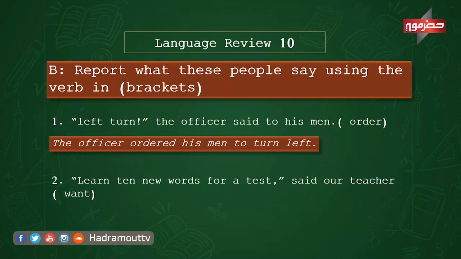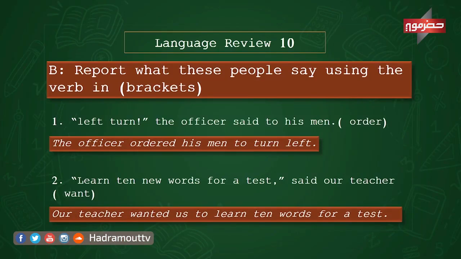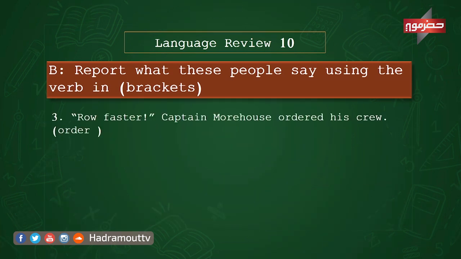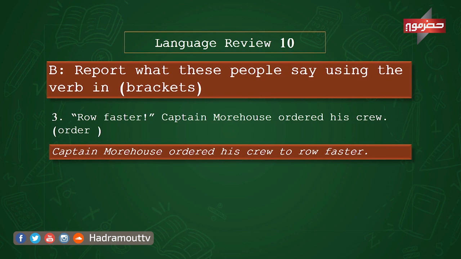Next. Learn 10 new words for a test, said our teacher. So start with our teacher. Then verb, then object, then to plus infinitive. Our teacher wanted us to learn 10 words for a test. Here wanted is the verb, us the object. Next. Row faster. You know row? Okay. Captain Morehouse orders his crew. Order. So it will be, Captain Morehouse orders his crew to row faster.